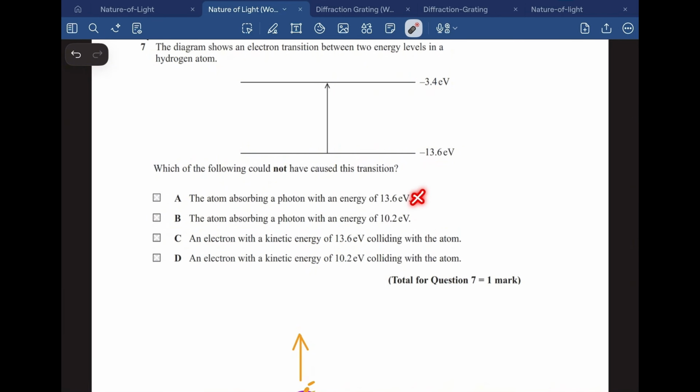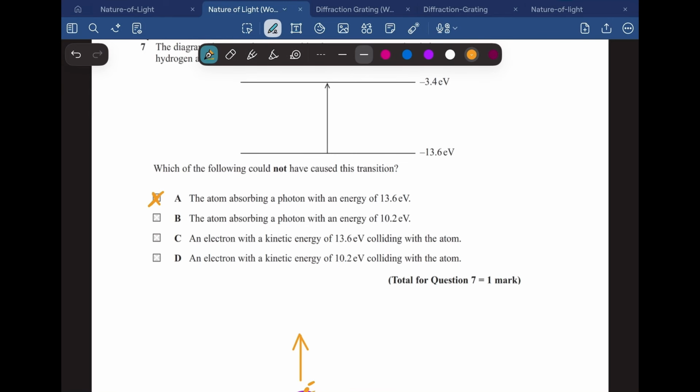So this is our answer, because they have asked which of the following could not have caused this transition. This is the way the transition cannot happen, because it will never absorb 13.6 electron volt. It will always absorb the energy value which is the difference between the two energy levels. Now the next part says the atom absorbing a photon with an energy of 10.2 electron volt. Yes, this is correct, because as it moves from minus 13.6 to minus 3.4, it will always absorb the energy difference between the energy levels, which is 10.2.